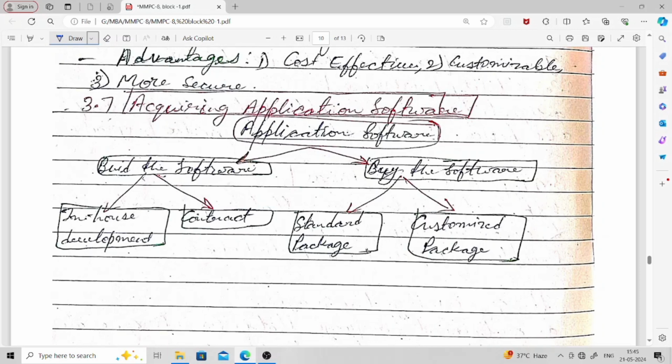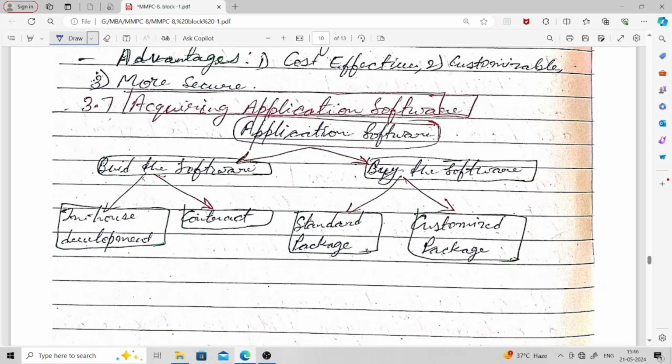If security is not an issue, many points should be considered when deciding to buy and when to build the software. Buying can be done in two ways: a standard package and a customized package. A standard package means whatever is available in the market you can directly buy, and a customized package means you ask the software provider for the things you need.